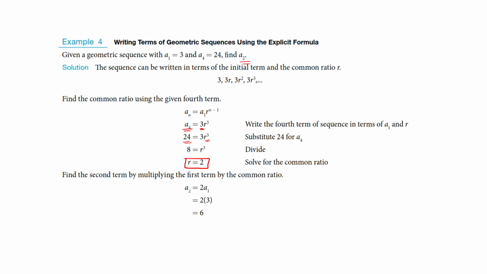Alright, well if we know our common ratio and we want to find the second iteration, all we have to do is multiply the first iteration by 2, and we've got it. It would be 6.